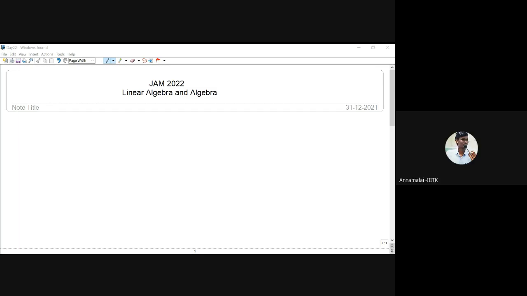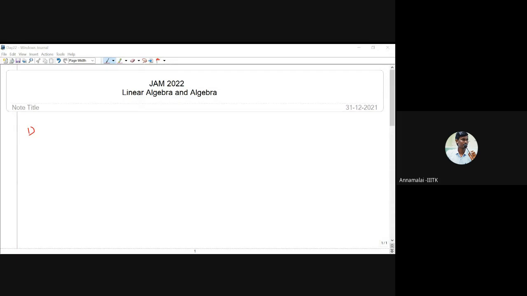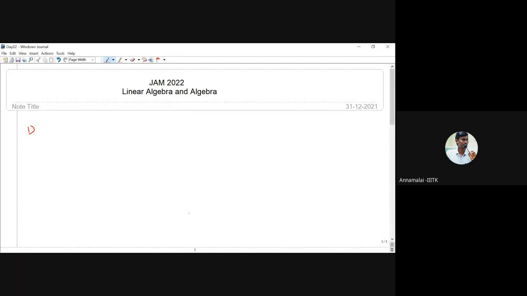Okay, so today we are going to solve some problems. So I write the problem. So the first problem, suppose G be a group of order 7. Okay, so let G be a group of order 7.